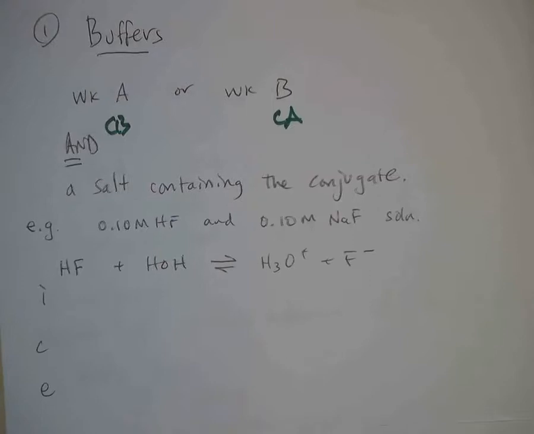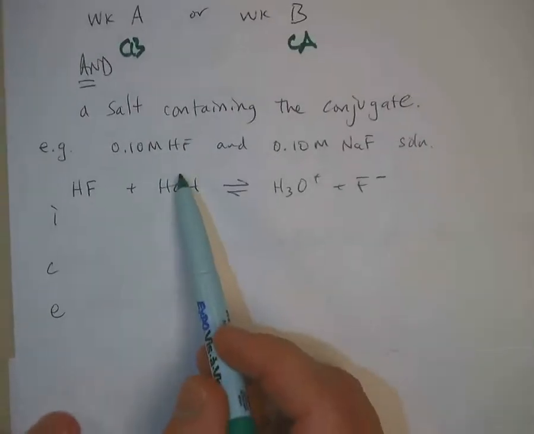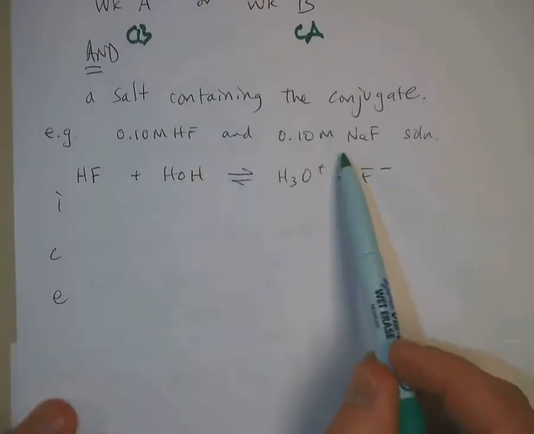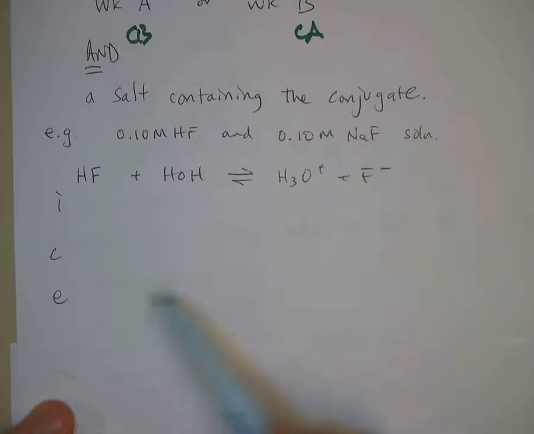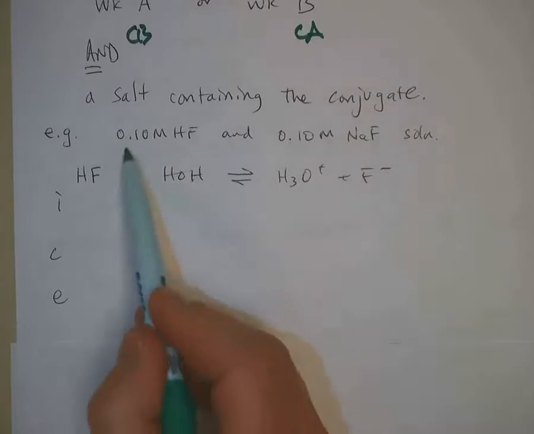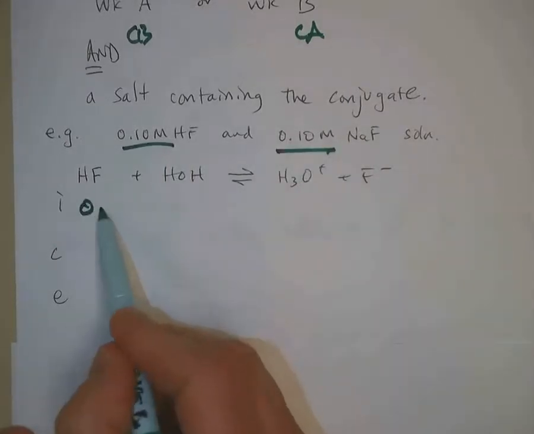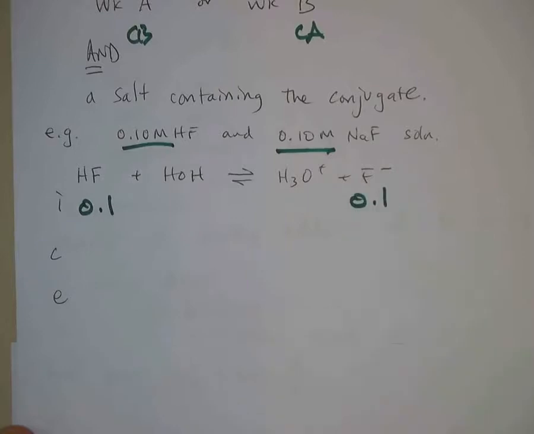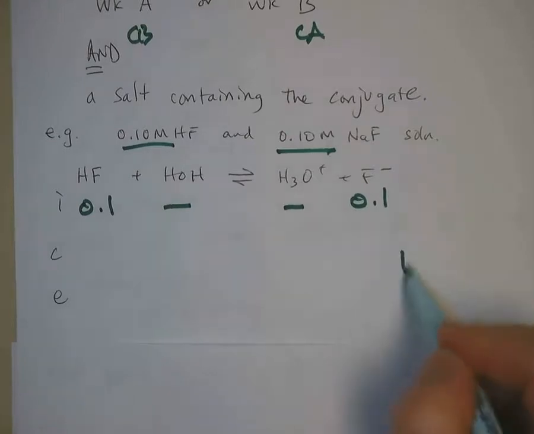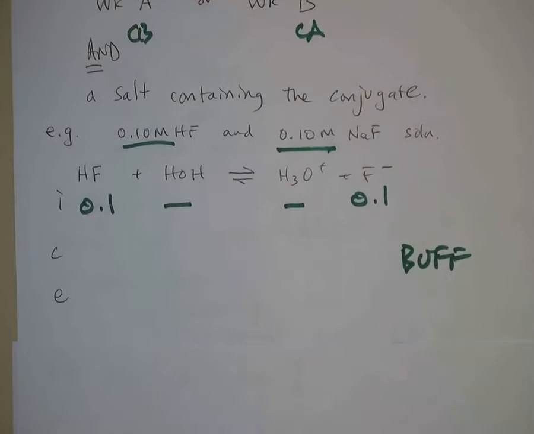Here's an example. Let's say that we have a 0.1 molar solution of HF, and we also have a 0.1 molar solution of NaF. We mix the two together. And let's say it ends up still having this same concentration after we mixed it. Well, initially then we'd have 0.1 molar here and 0.1 molar here. None of this, none of this. We could find out what the pH of this solution is, or we could use this solution to buffer the addition of an acid or a base to the solution.